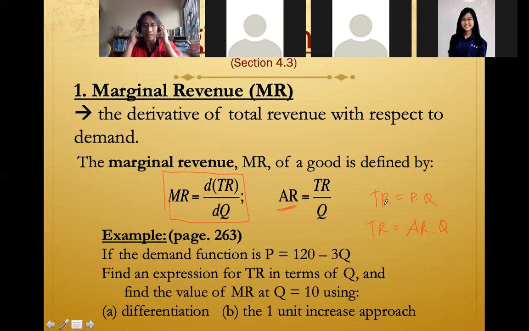So this is the example. If, for example, there is a demand function, P equals 120 minus 3Q, and then we are asked to find an expression for TR, total revenue, in terms of Q, and find the value of marginal revenue, MR, at Q equals 10, using differentiation and the one unit increase approach.